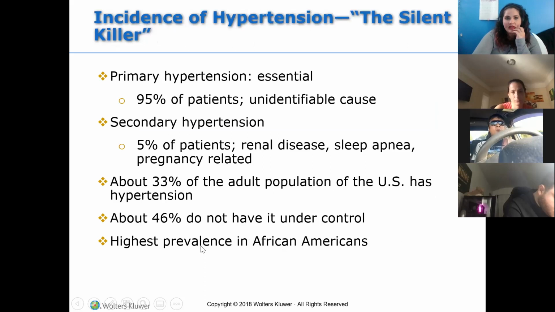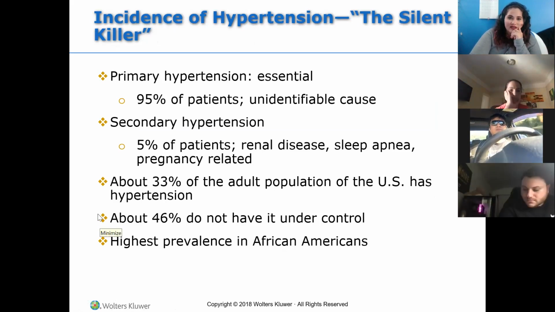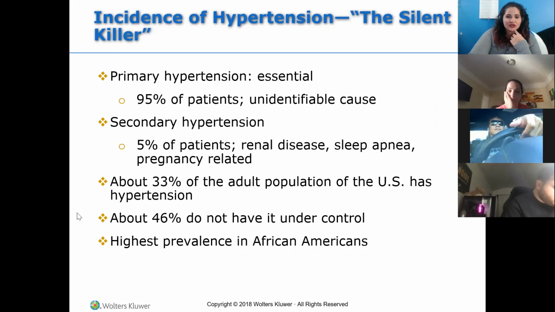Incidence of hypertension, the silent killer. Primary hypertension is essential. 95% of patients have this, and it's an unidentifiable cause. Secondary hypertension is in 5% of patients, and it's because of renal disease, sleep apnea, and pregnancy. About 33% of the adult population of the US has hypertension. About 46% do not have it under control. And the highest prevalence is in African Americans.